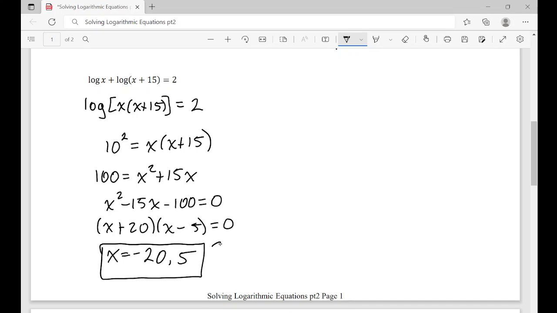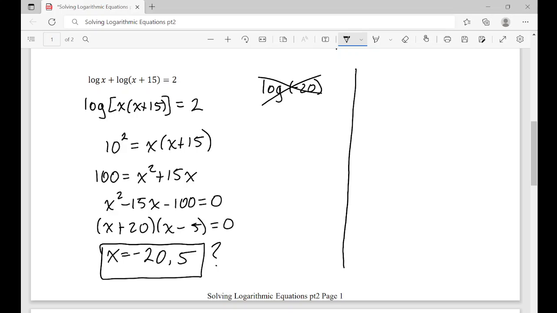So, are these two solutions? Just got to plug it back in and see. I'm going to start with negative 20. So, log of negative 20. And I don't really have to go any further because I cannot take the log of a negative number. So, it's not possible.